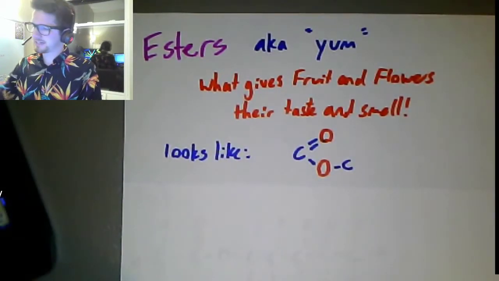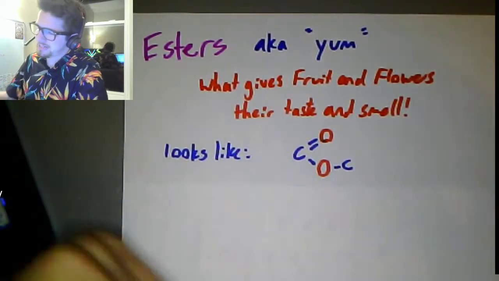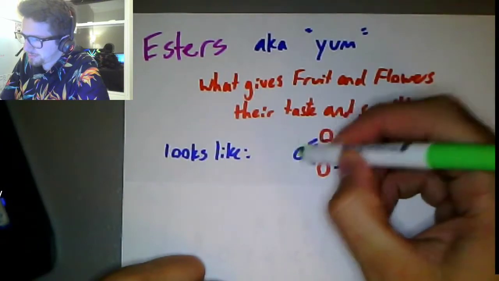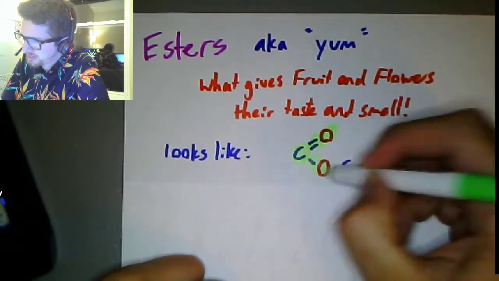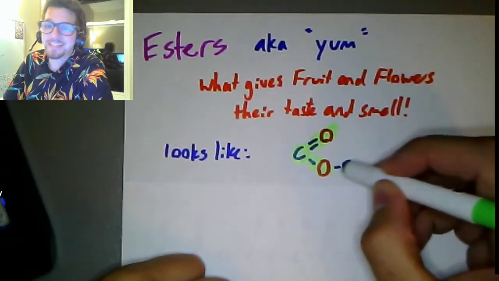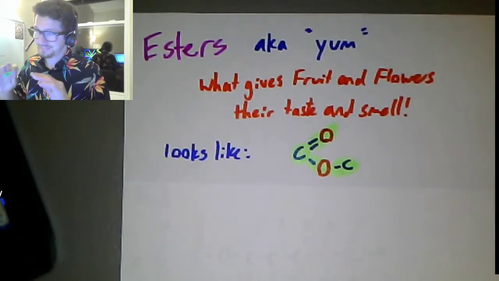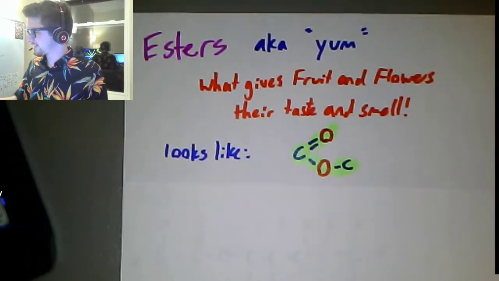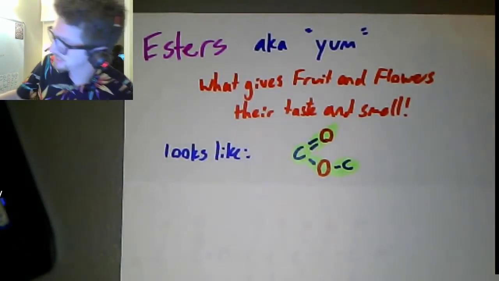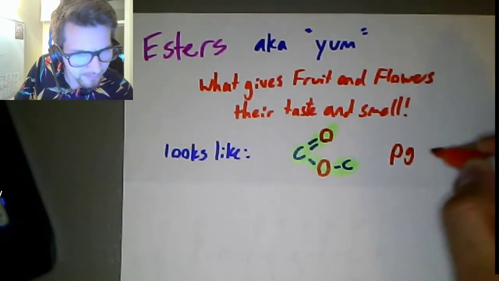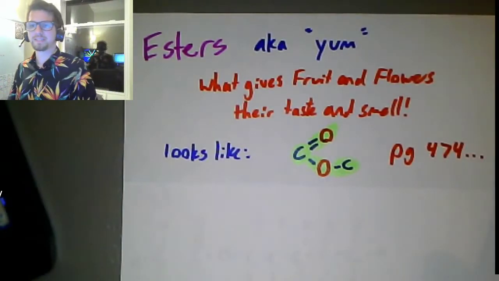It's a little more complex than the other ones we've talked about, but it's always marked by a carbon that's double bonded with an oxygen and single bonded with another oxygen, where the single bonded oxygen keeps going with carbons. Kind of weird, and you're probably going to need to look at the other examples. In fact, you're going to have to. It's going to be on page 474. You'll need that later.